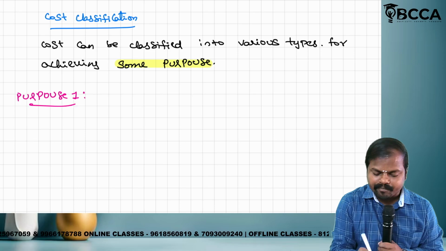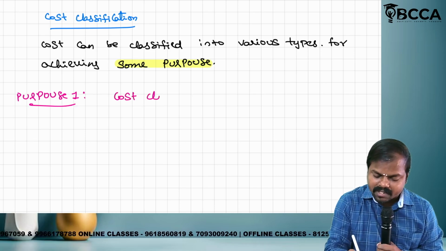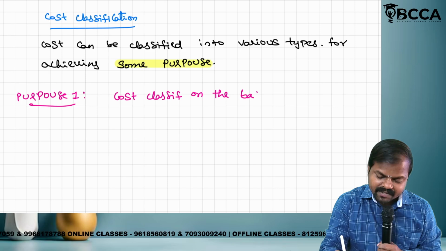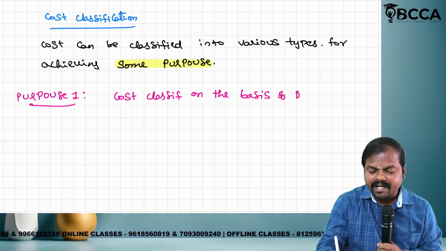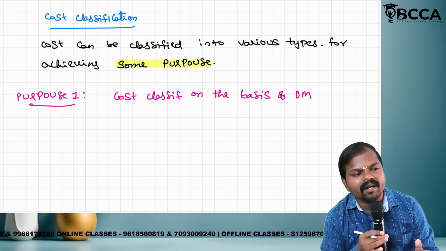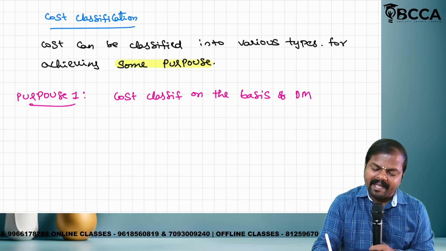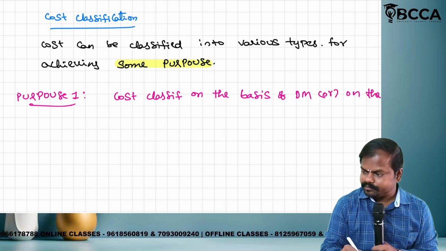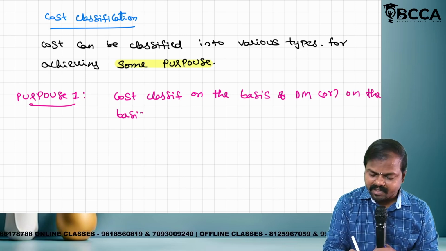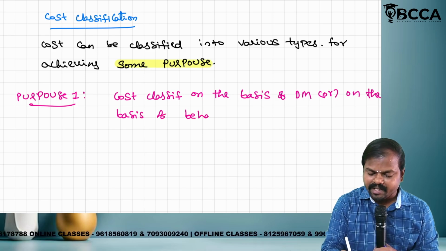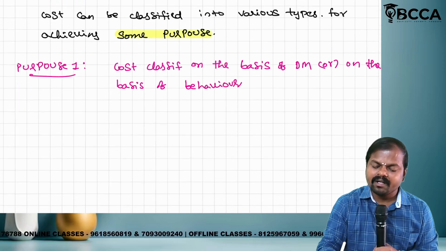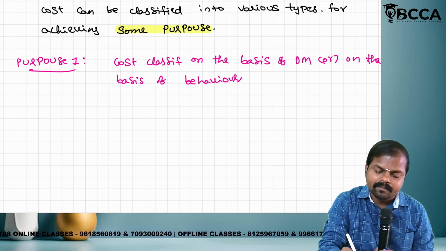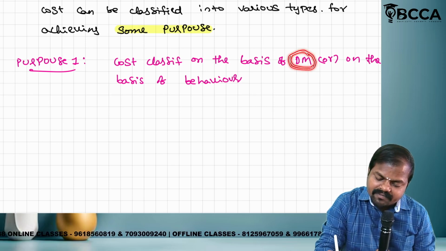Purpose number 1, cost classification on the basis of decision making, or on the basis of behavior. So now tell me, cost is classified for what purpose? Decision making purpose.